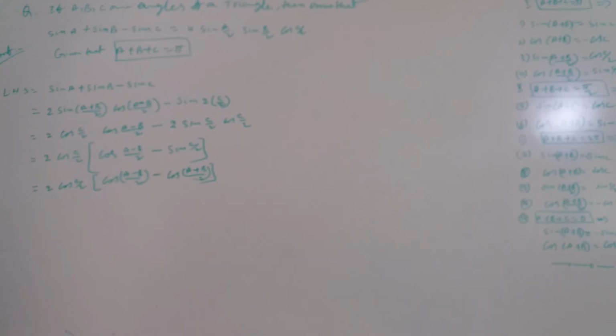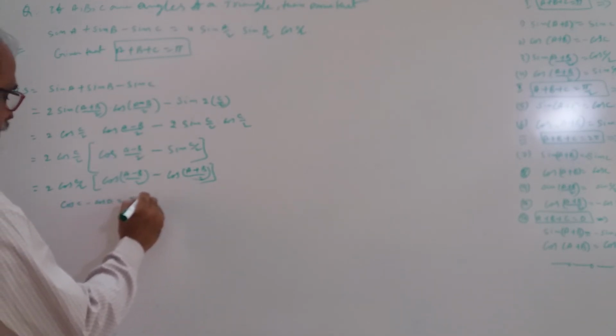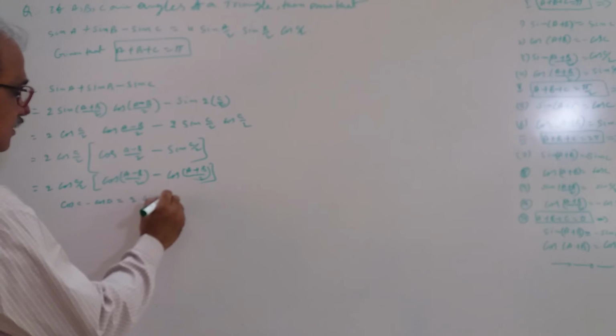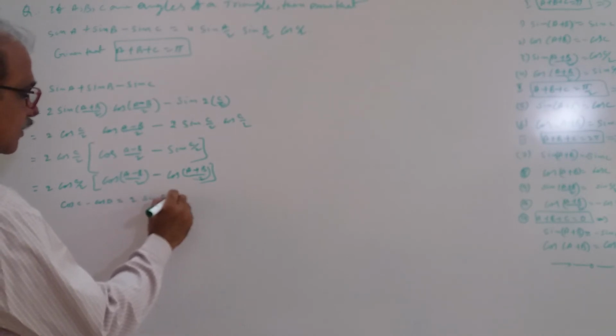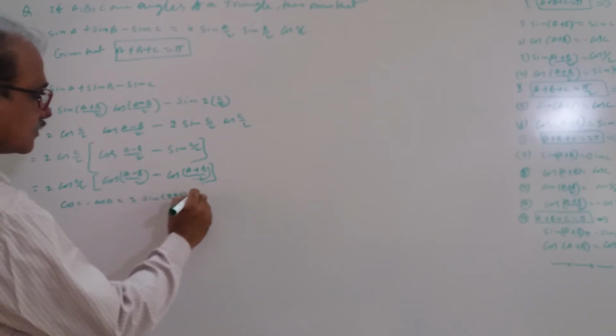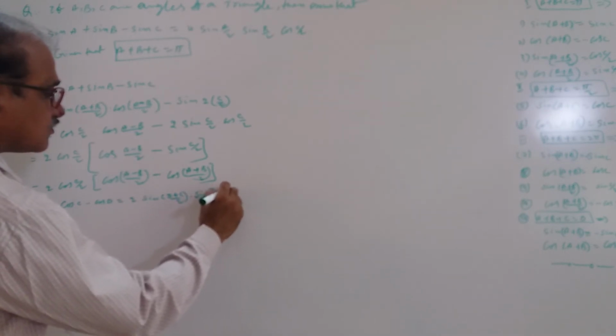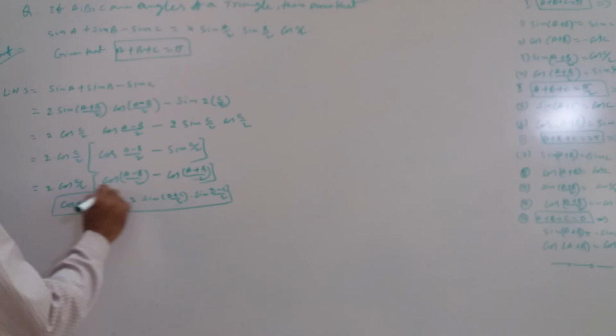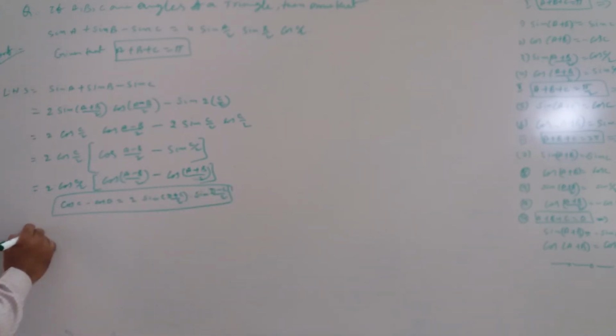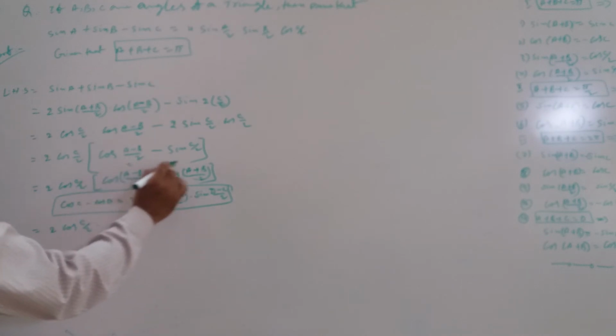Here I will write the formula cos C minus cos D. I will use it like this: 2 sin (D plus C) by 2 into sin (D minus C) by 2, and 2 cos C by 2. This is C and this is D.